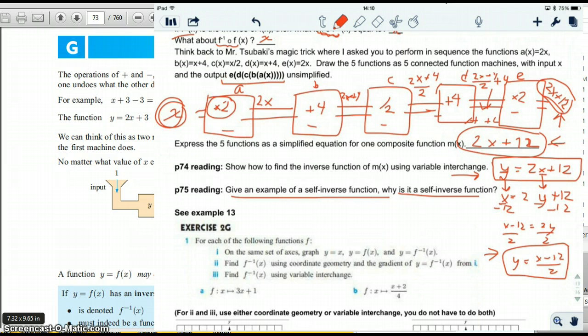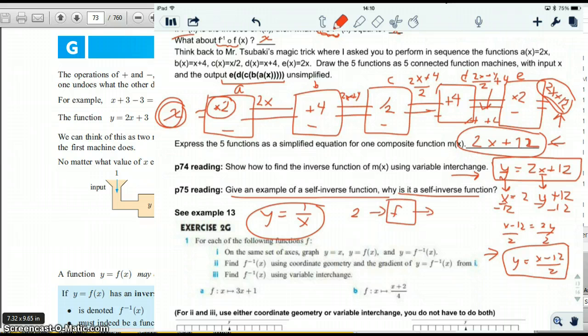Well, a self-inverse function is when a function and its inverse are the same. Okay? So let's give an example of that. For example, y equals 1 over x. Y equals 1 over x is a self-inverse function because let's say you start out with 2 and then you put it in this function.